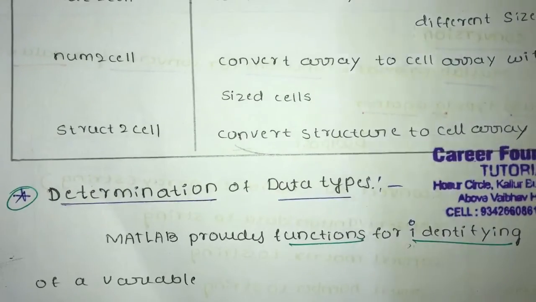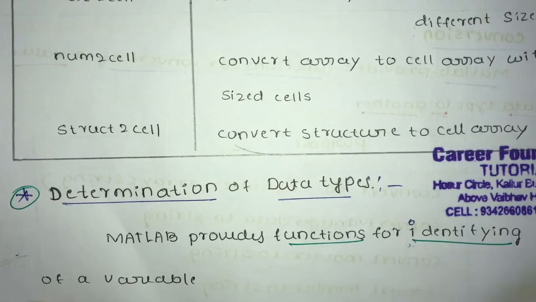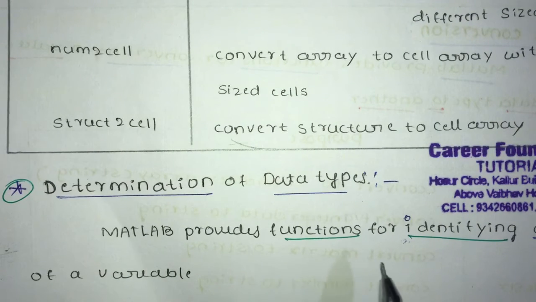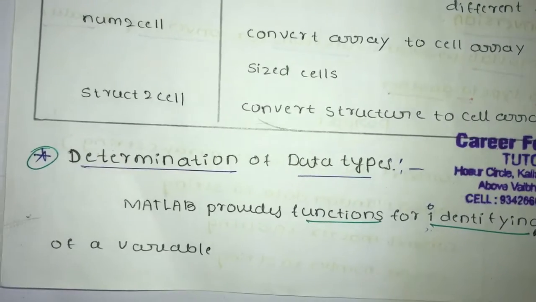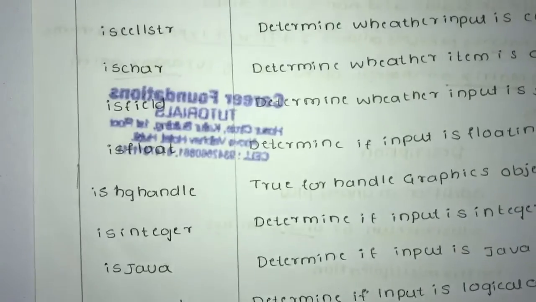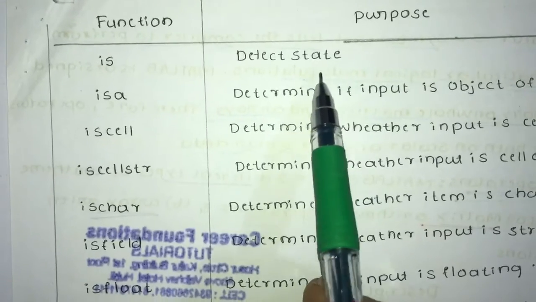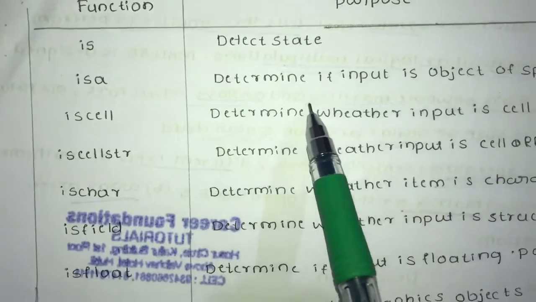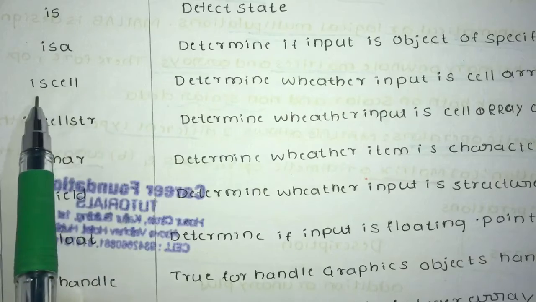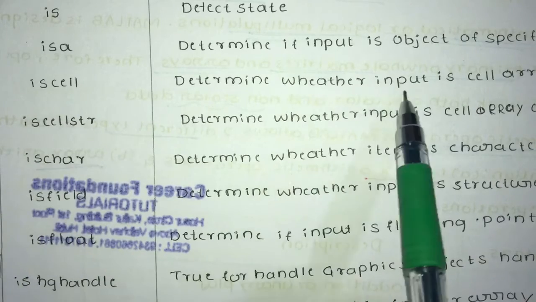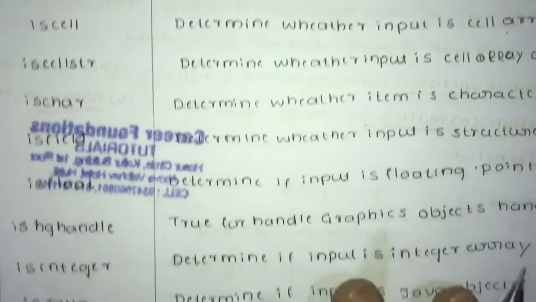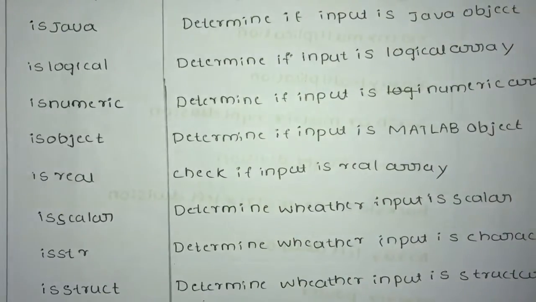Next we have determination of data types. MATLAB provides functions for identifying the data type of a variable, and this is the list of functions and their purpose. A few of them we'll see. isa determines if the input is an object of a specified class. iscell determines whether the input is a cell array. Like this, we have a big list here.